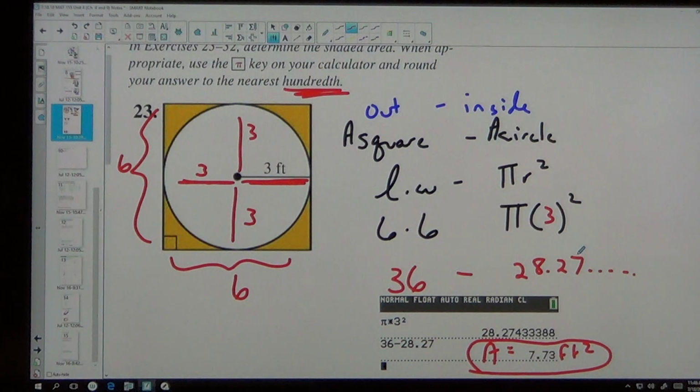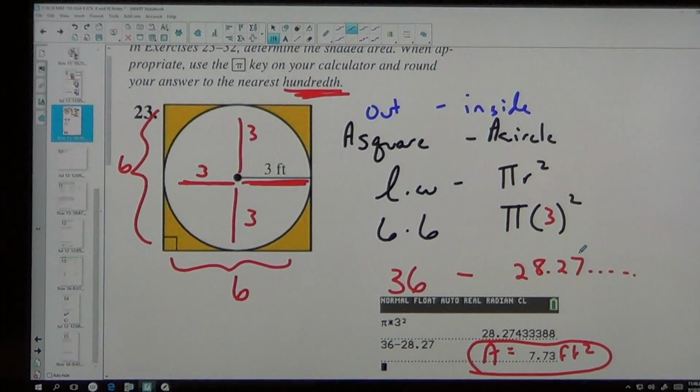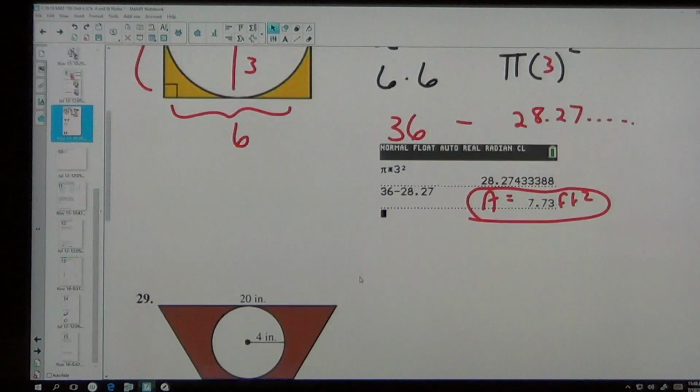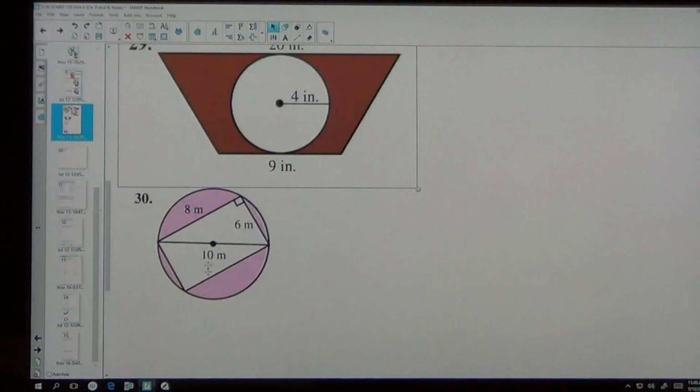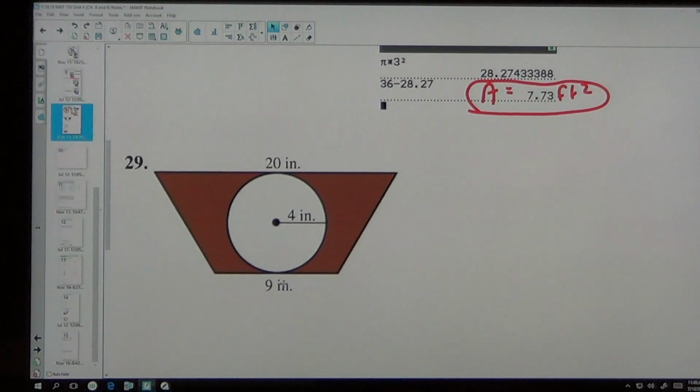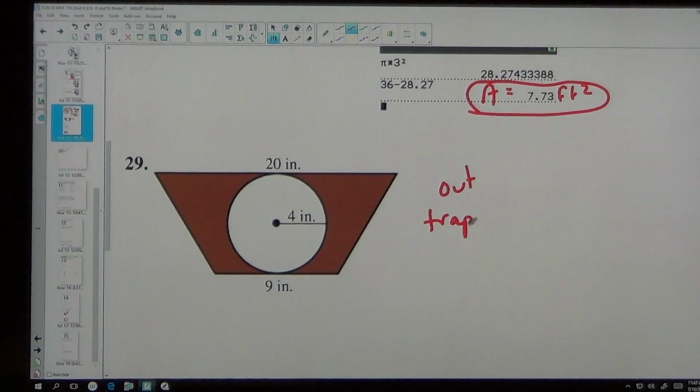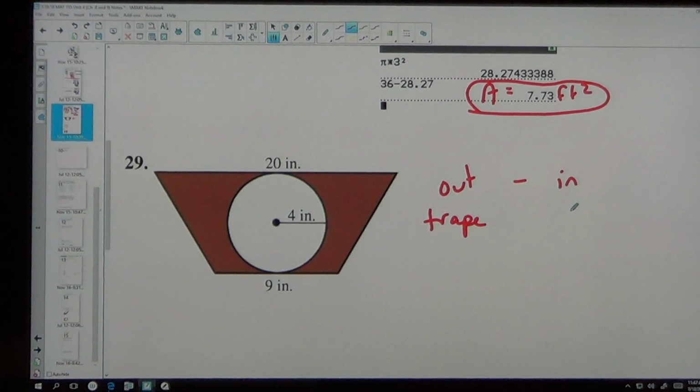Around to. We good? Okay, let's look at the next one. What is the outside shape? Trapezoid. The outside shape is a trapezoid. What's the inside shape? Circle. A circle. So the formula for a trapezoid is 1/2 times height times a plus b, or b1 plus b2.